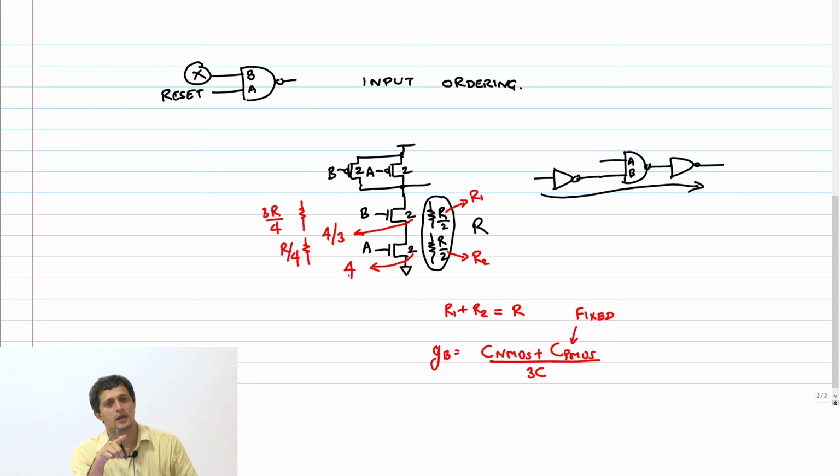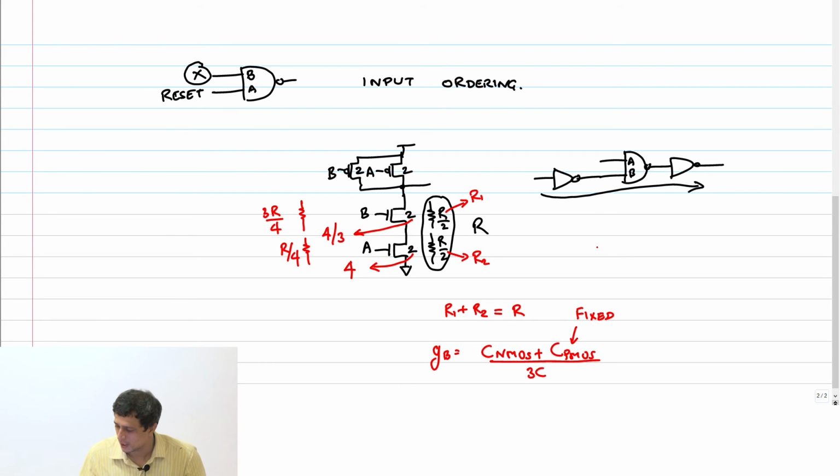So what have we done? We have kept the net pull down resistance the same, but dropped the capacitance that this particular transistor is offering to the previous guy, and thereby reduced the logical effort. Clear?